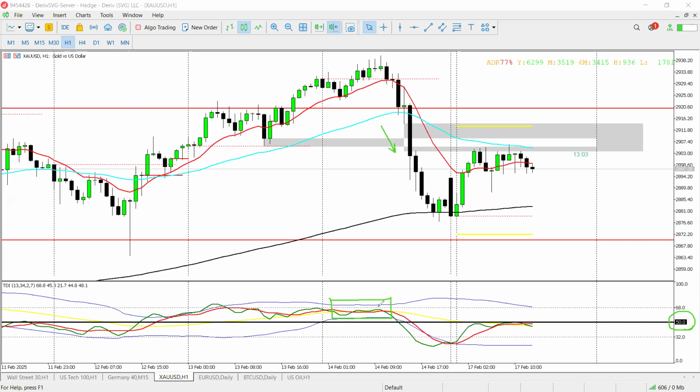TDI is basically showing you that from this squeezed volatility here, there is now volume coming into the market, and you are anticipating an expansion of price in the direction of the breakout. So if you put a vertical line where this green line actually breaks out, you will notice that it was confirmed by this huge bearish engulfing here.